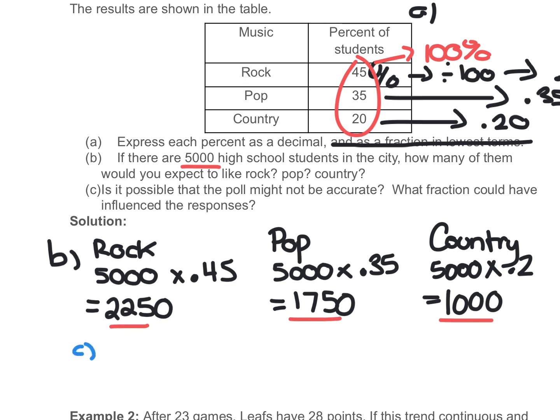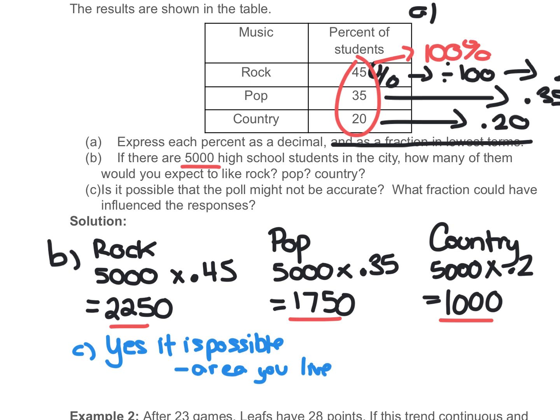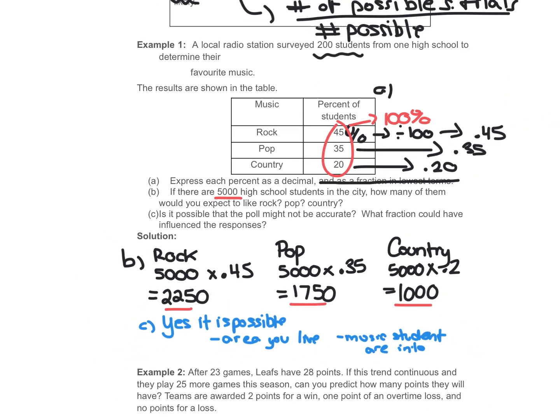So question C, is it possible that the poll might not be accurate? What factors could have influenced the responses? Yes, it is possible. It could be dependent on the area you live in, or the music students are into at that school. There's a bunch of reasons, we could go on forever. That might not be it, but it gives us a generalization about what those values would be around.